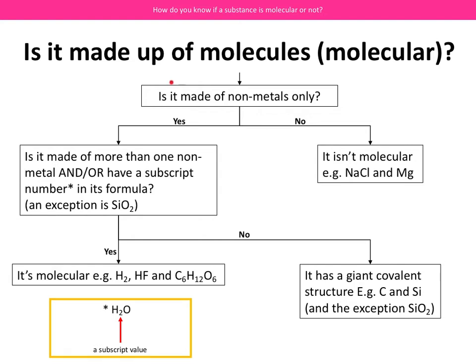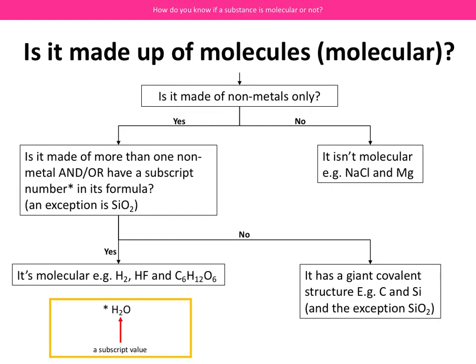Now, if the answer is no, so if there is at least one type of metal in our substance and the answer is no, then straight away we know it's not made of molecules. If the answer is yes, we go to the next question. So we haven't yet proved or shown that it's made of molecules, but we at least are on the way to that still being a possibility.